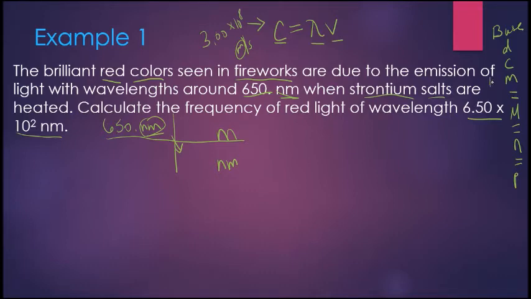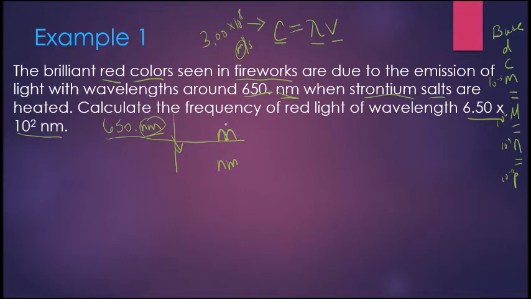So this is 10 to the minus 3, 1, 2. This would be 10 to the minus 6. And then 10 to the minus 9 meters equals 1, and then 10 to the minus 12. So it hops down by 3.